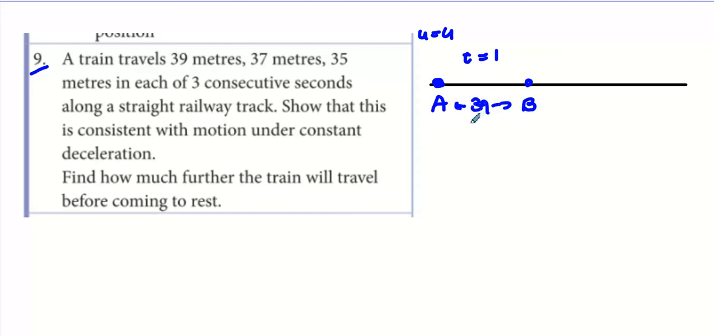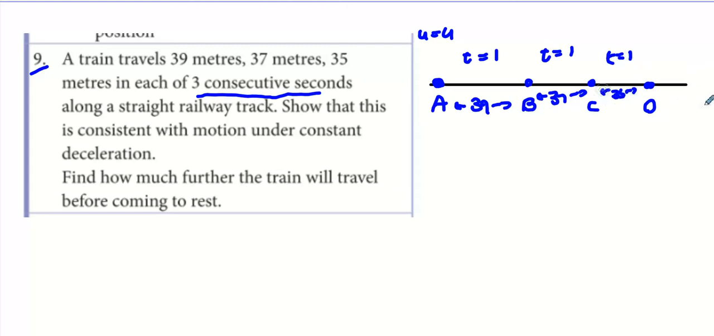Cool with that? Then it travels from B to C, but B to C is slightly shorter. Once again, it takes a second, 3 consecutive seconds, and the distance this time is 37. Everybody cool with that? And then finally C to D, which is how far? 35. Once again, t equals 1.